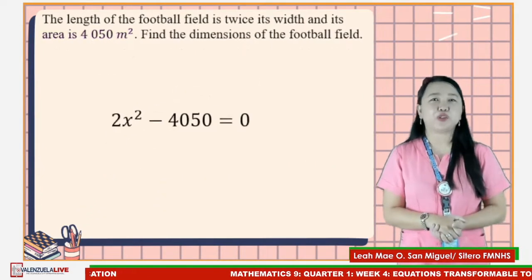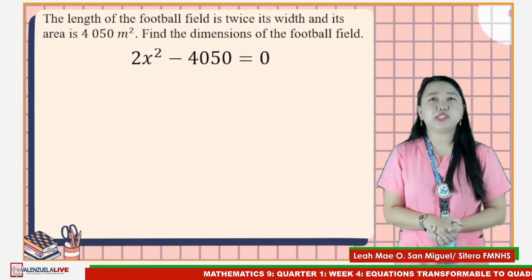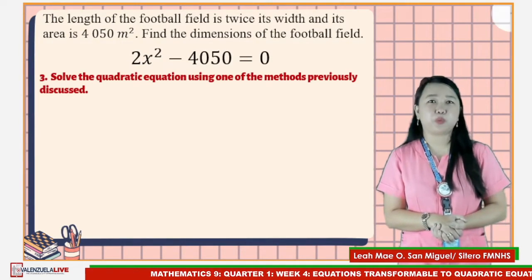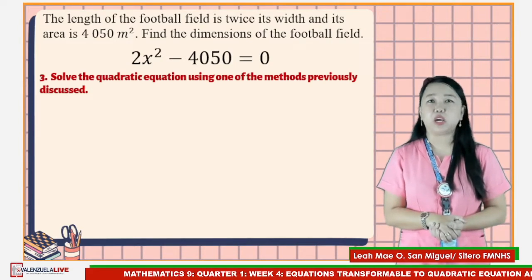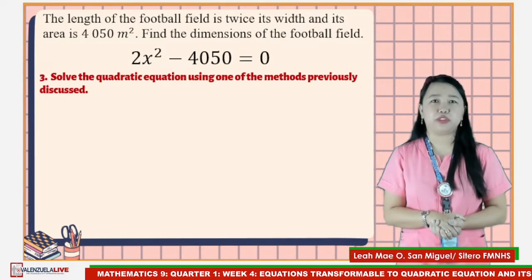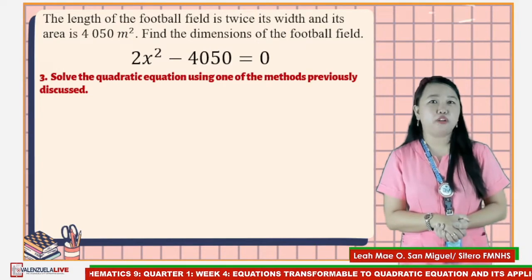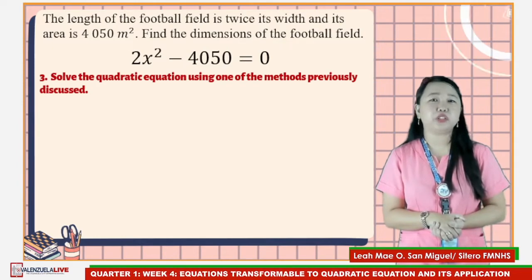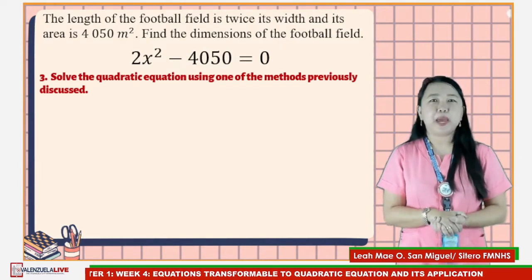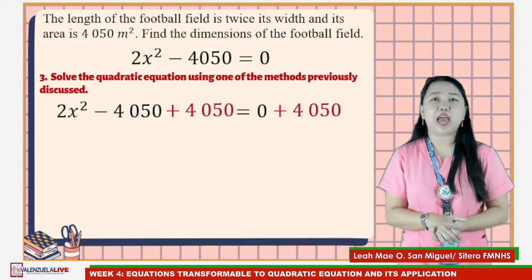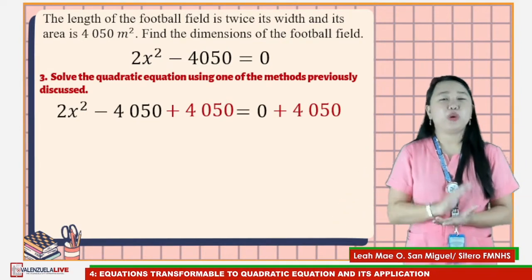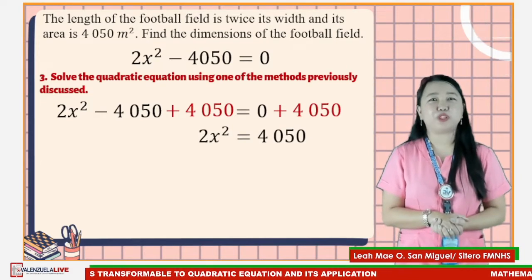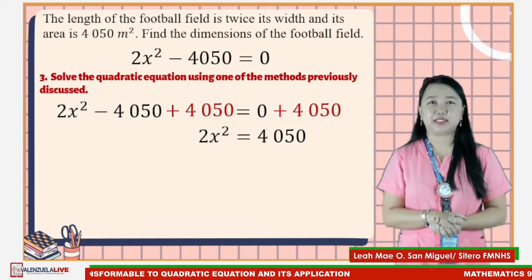Third step, solve the quadratic equation using one of the methods previously discussed. Solving 2x squared minus 4,050 equals 0 must give us the width. The equation can be solved by extracting the roots, since we don't have a linear term in our equation. By applying addition property, we have, when simplified, 2x squared is equal to 4,050.